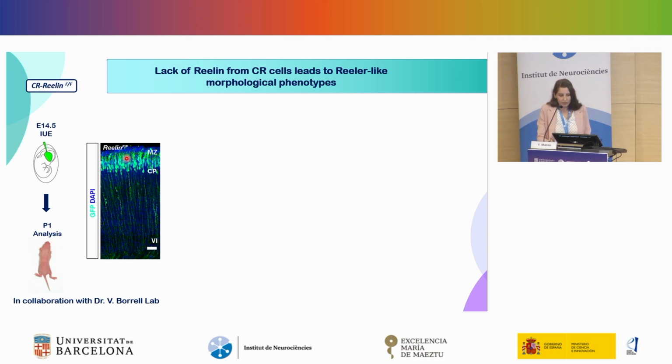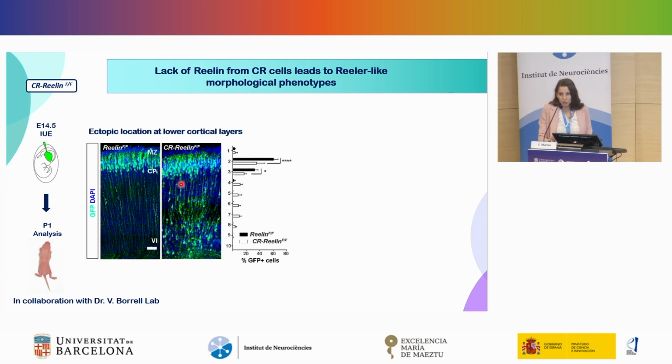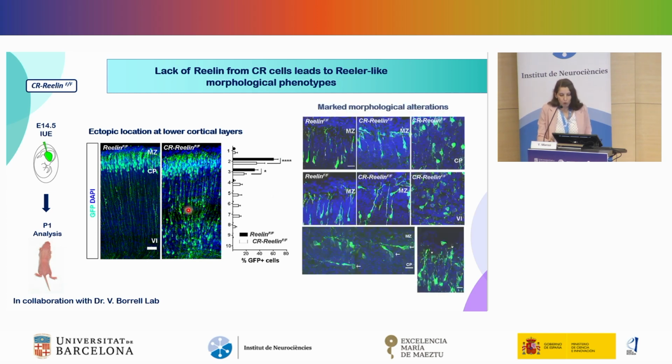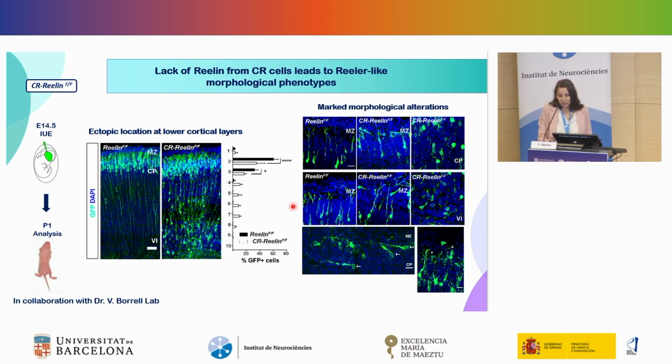When we analyzed this at P1, we observed that, in line with our previous results, the absence of Reelin from Cajal-Retzius cells made many of these upper layer fated neurons fail to properly migrate and remain ectopically located in the lower layers. Moreover, many of these GFP-positive cells presented marked morphological alterations that included oblique, horizontal, or even basal orientations of the apical processes that were reminiscent of the Reeler phenotype.